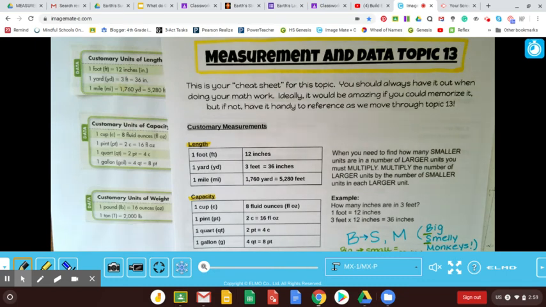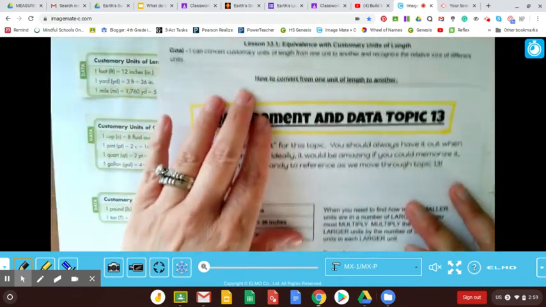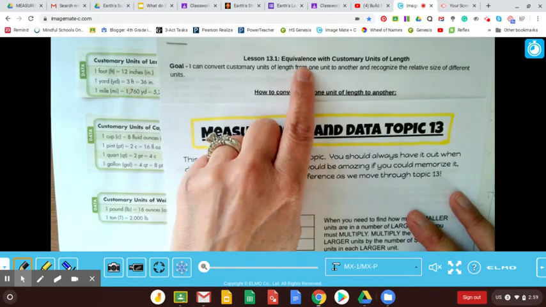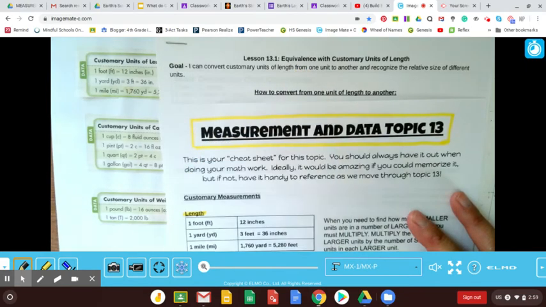Happy Cinco de Mayo. Today we are going to be doing lesson 13.1, which is equivalence with customary units of length. So today we're going to be doing linear measurements.